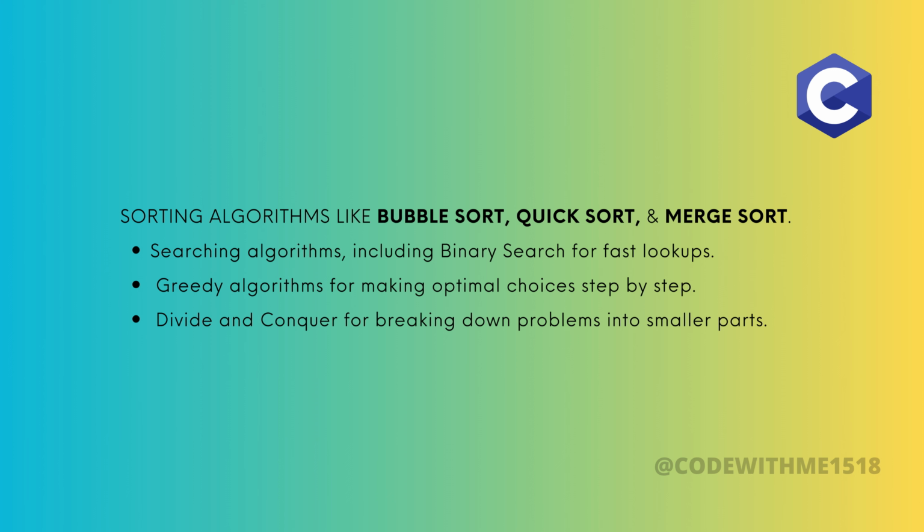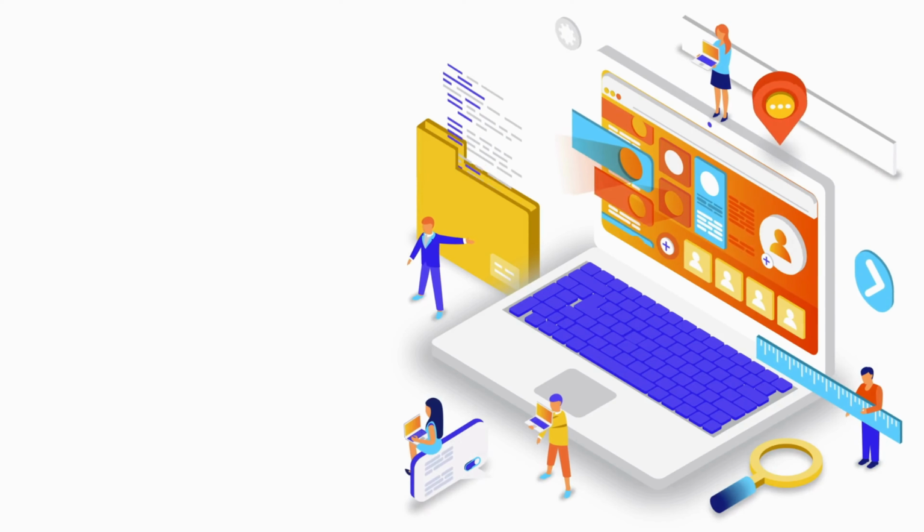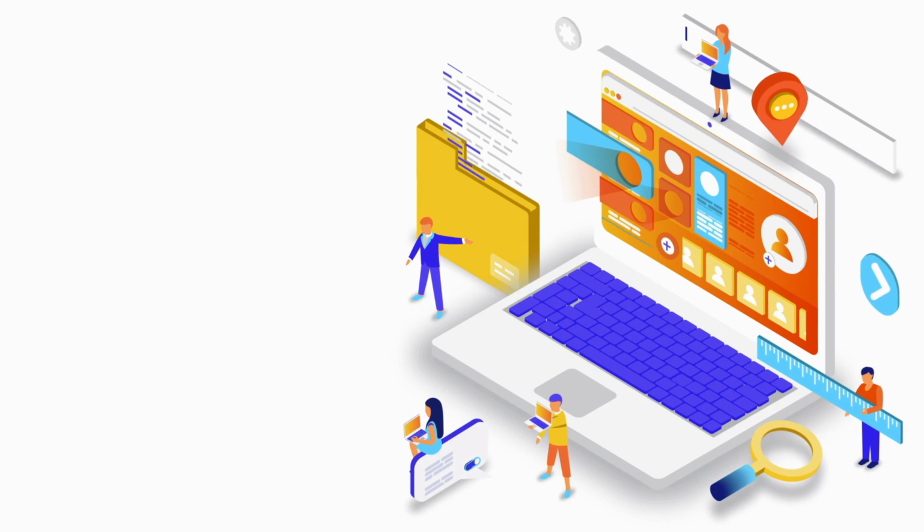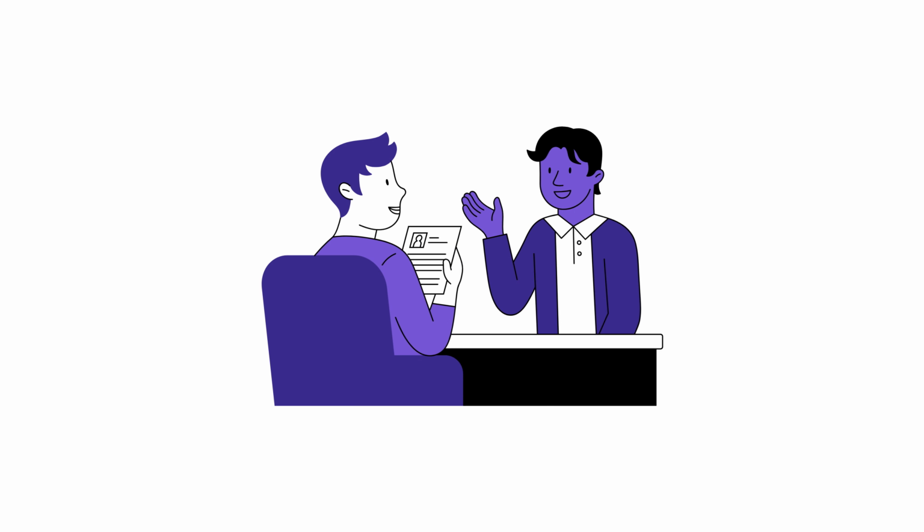Wrapping up, today we learned about essential algorithms in C. Sorting algorithms like bubble sort, quicksort, and merge sort. Searching algorithms, including binary search for fast lookups. Greedy algorithms for making optimal choices step by step. Divide and conquer for breaking down problems into smaller parts. Understanding these algorithms is crucial for efficient programming, competitive coding, and technical interviews.